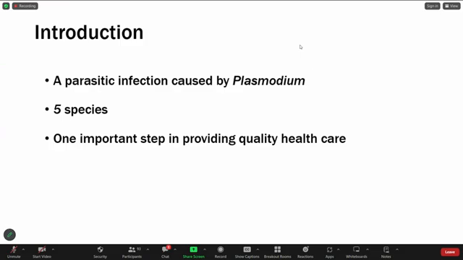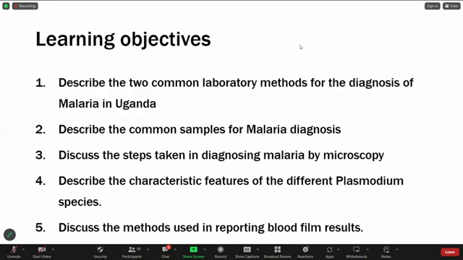because most of the cases that we receive in our facilities in Uganda and some other African countries are due to malaria. Today's session is going to cover the 2 common lab methods for the diagnosis of malaria in Uganda. That is microscopy and using of rapid diagnostic tests. We shall also look at the samples. We shall go through the samples we need in the diagnosis of malaria. Then we shall go through a simple step-by-step procedure for diagnosing malaria used by microscopy.